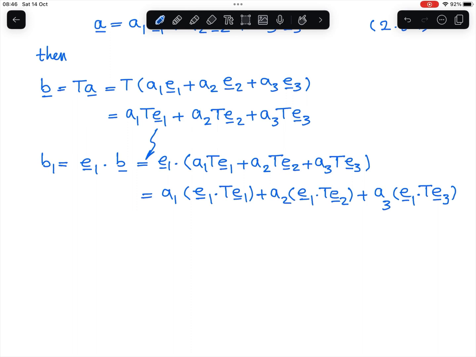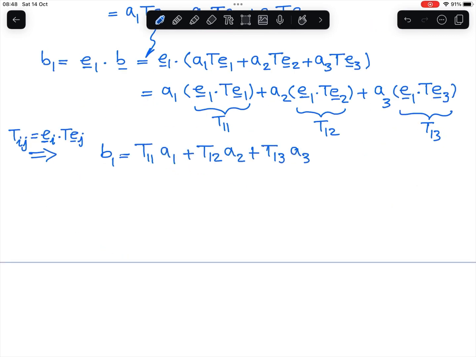From equation 275 in the previous video, the dot product of E1, TE1 is equal to T11. The dot product of E1, TE2 is equal to T12, and the dot product of E1, TE3 is equal to T13. So, we can express the components of B using the components of T and A.